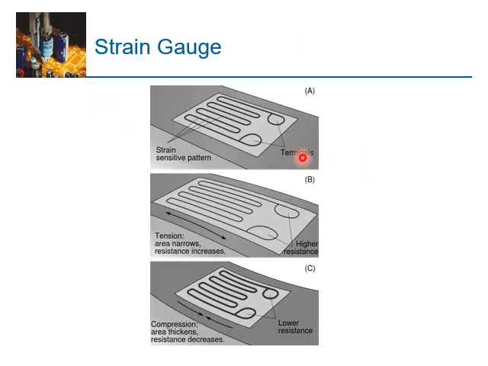You have something called a strain gauge, which is highly used for stress measurement. As you stretch this gauge, the cross-sectional area changes, and basically that causes the resistance to change, and hence you can measure the stress and strain.